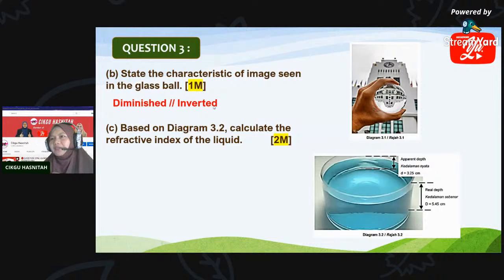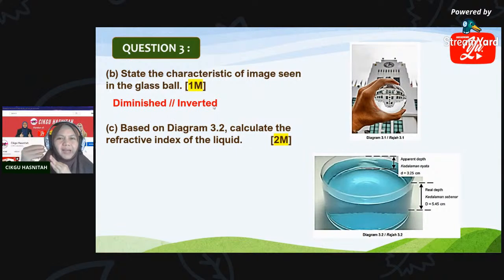Based on diagram 3.2, calculate the refractive index of the liquid. Remember, class, how to find refractive index? Actually, there are 3 ways we can find refractive index. Okay, the first equation, n equal to 1 over sine C. Okay, that is the first way. Second, refractive index is given by speed of light in vacuum divide by speed of light in medium. Okay, and the third way is refer to this question. How to find refractive index when you are given apparent depth and real depth.